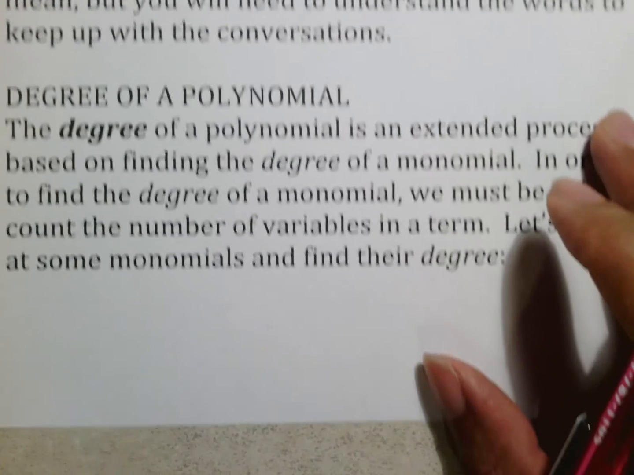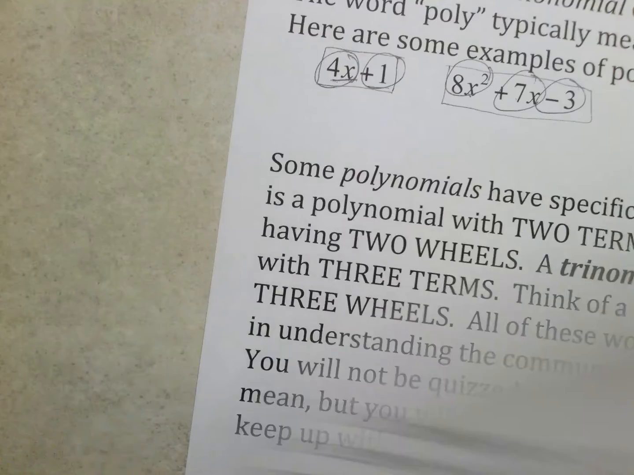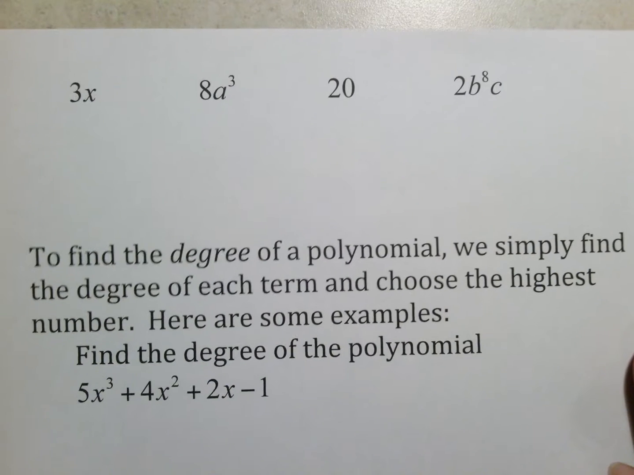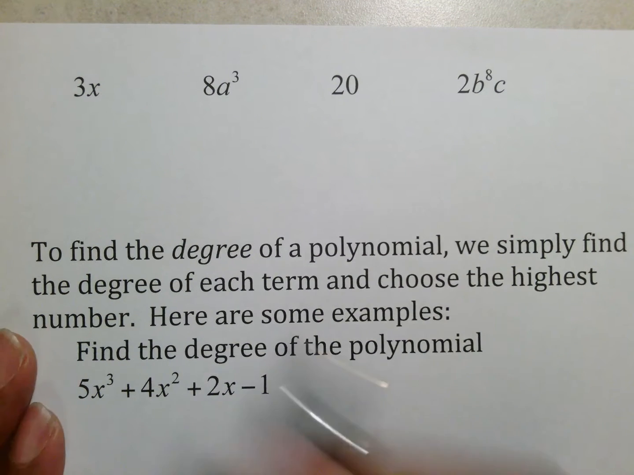So let's get to the stuff that we're going to be learning about, which the first is the degree of a polynomial. The degree of a polynomial is the extended process based on finding the degree of a monomial. So in order to find the degree of a monomial, we must be able to count the number of variables in a term. So let's look at some monomials real fast before we do the polynomial and see if we can identify the degree. Again, it's a very simple process. Something you can do, you just have to make sure you practice it. As I said earlier, take pride in it, and it should work out for you.